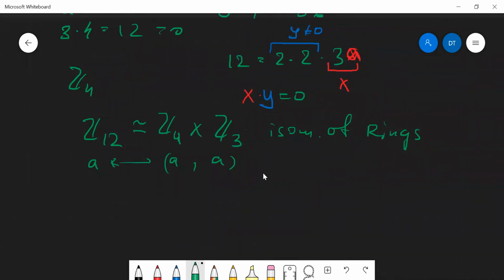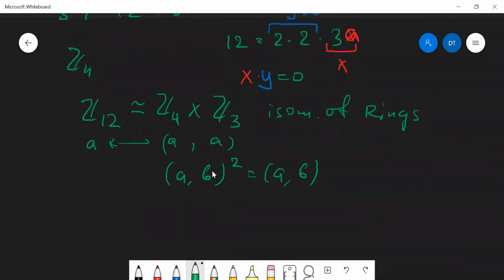Okay, so now our plan is to find all possible pairs such that this pair squared equals this thing. But how does squaring work here? I mean, how do we multiply one pair by another pair? We just multiply it coordinate-wise. So by definition, it's just a squared, comma, b squared. That's just the definition of how the multiplication here works.